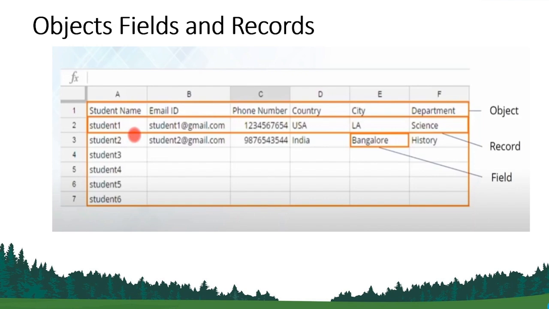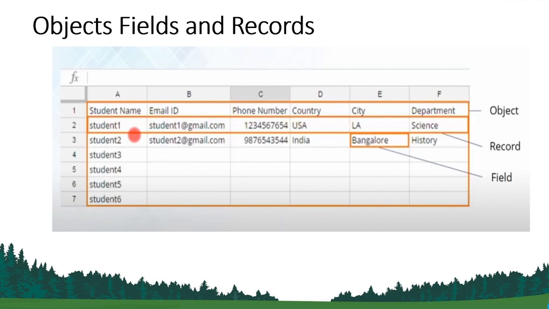Here, this is the representation of the object, record, and field. The student name, email ID, phone number, country, city, and department. These are referred to as the objects. This is my Excel sheet which I have created.